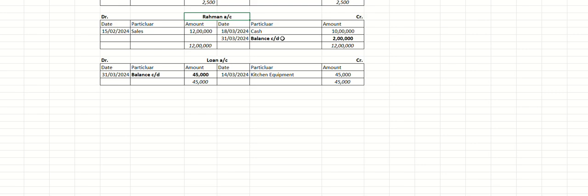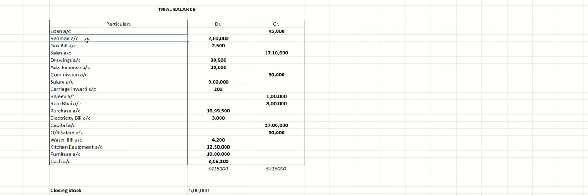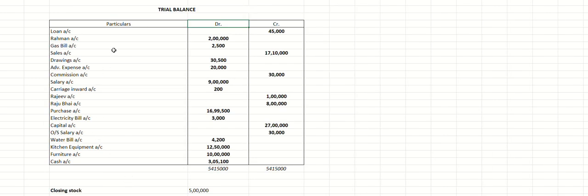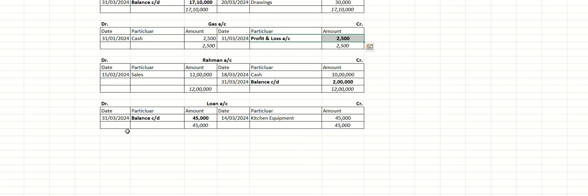To the next account, it was Rahman account. Rahman account had a balance carried on where? On the credit side. So we are going to write it where? We are going to write it on the debit side. You see, Rahman account, 2 lakh rupees written on the debit side. Similarly, gas account, sorry, the credit side balance is given. It is taken where? You see, in the trial balance, gas account is taken on the debit side.